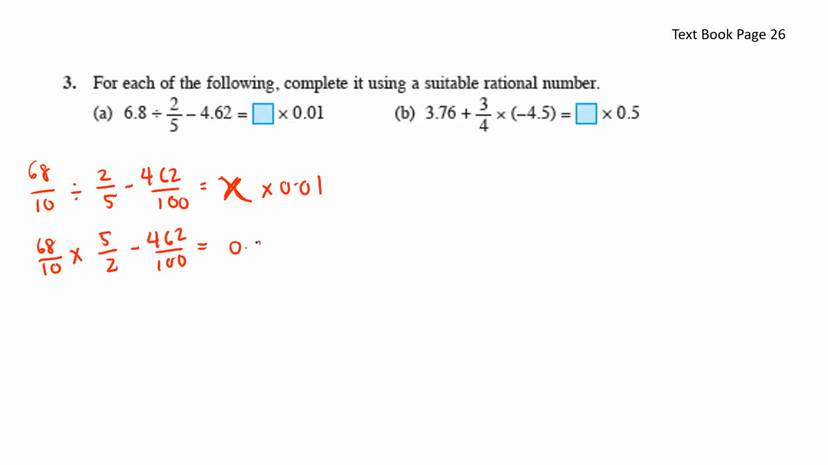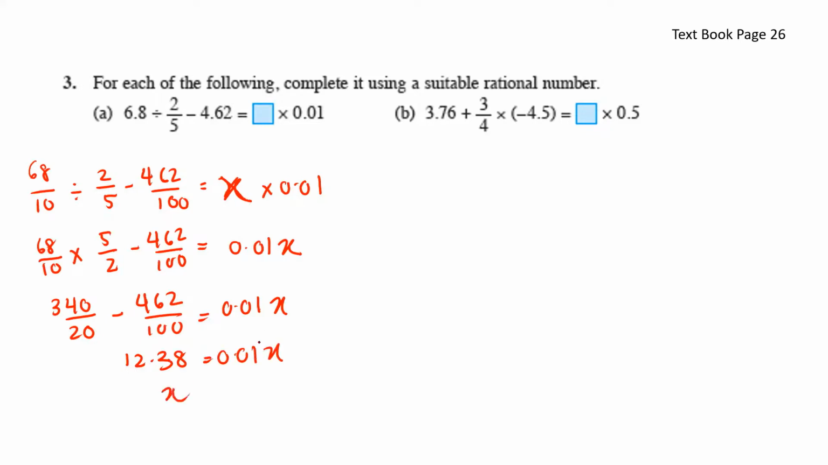equals to 0.01x. Okay, so here we have 340 over 20 minus 462 over 100, 0.01x. So on the left, after solving this in the calculator, you'll get 12.38 equals to 0.01x. So in order to get the x, we have to move this number to the other side. So here we have 12.38 over 0.01. So here we have x at 1238.